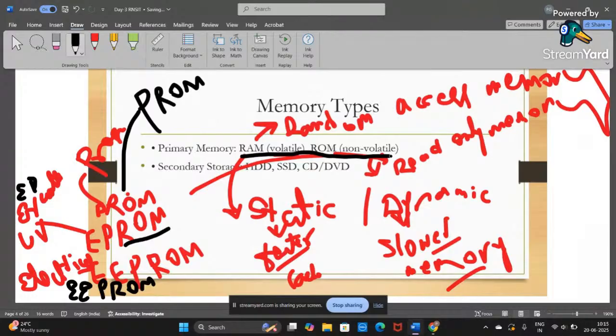Now we are looking into secondary memory or secondary storage. For secondary storage we have HDD, SSD, CD, DVD. HDD means hard disk drive. It is magnetic.